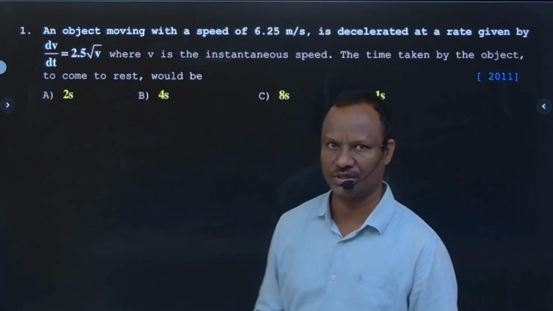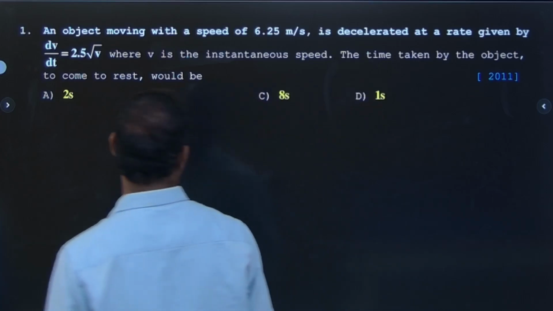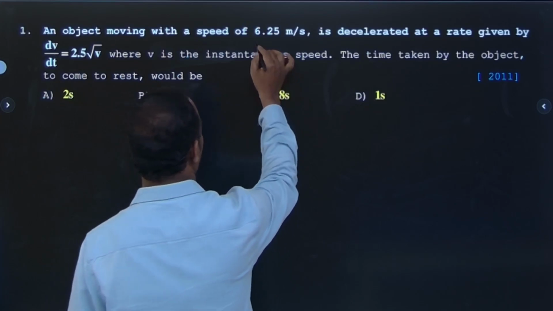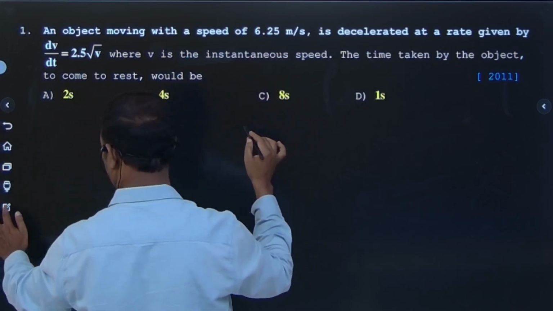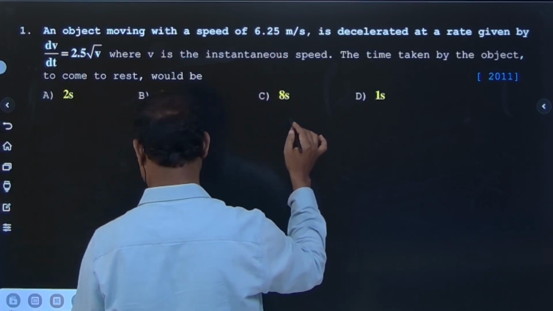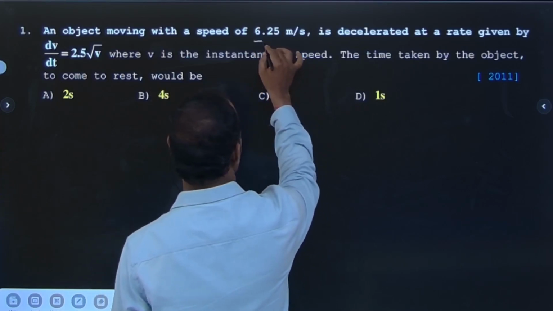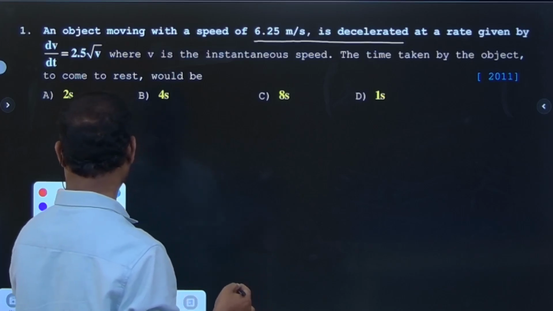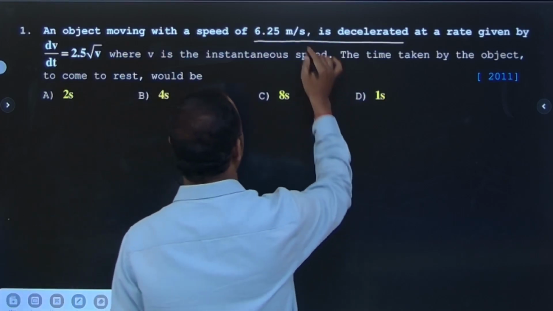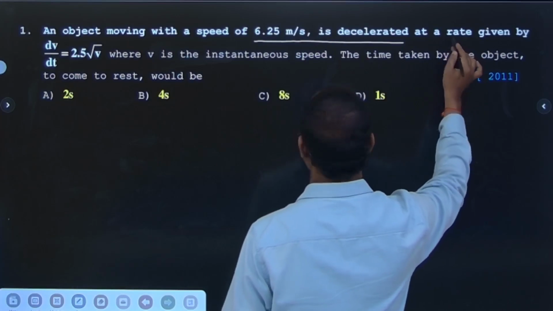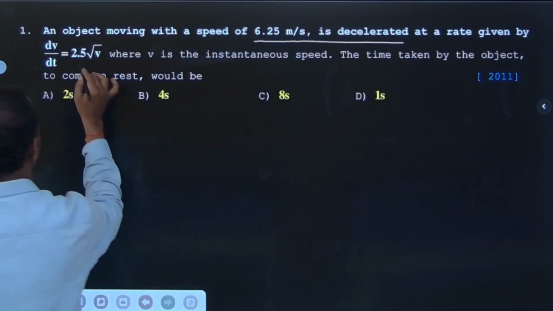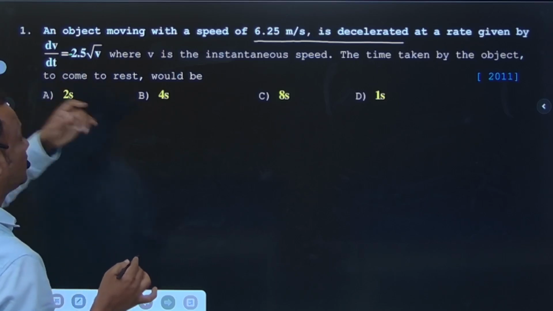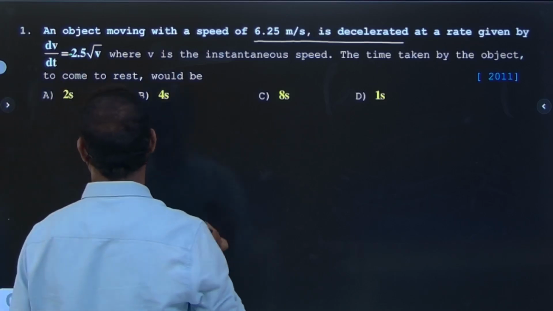So here is a question. An object moving with a speed of 6.25 meter per second is decelerated. Deceleration means negative acceleration. So if the rate is given, decelerated means it should be minus. There is a little printing mistake. The question asks for the time taken by the object to come to rest.